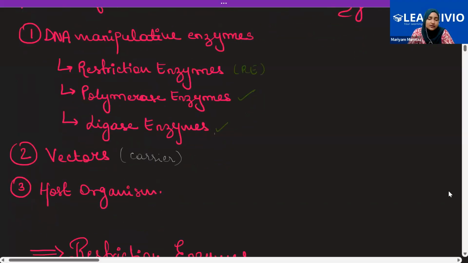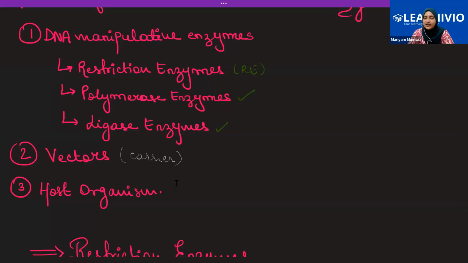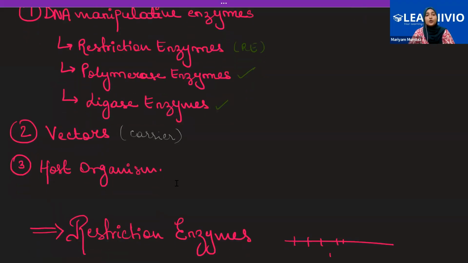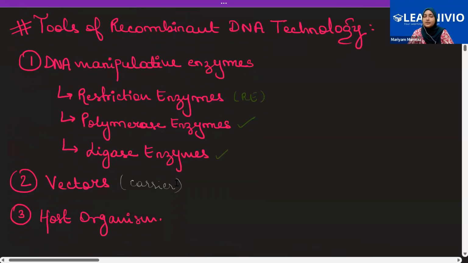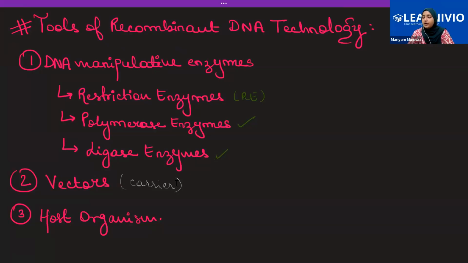The second thing that you require are vectors. Vectors are just like carriers, and they will carry the gene from one area into the host cell. And obviously, you're going to put everything into the host, so you require a host organism. So these are the basic requirements. In this chapter, you're going to study more about the tools and how they are used during the process of recombinant DNA.